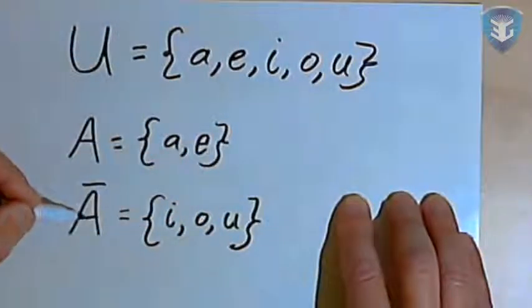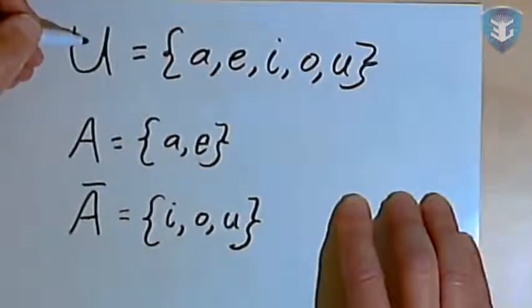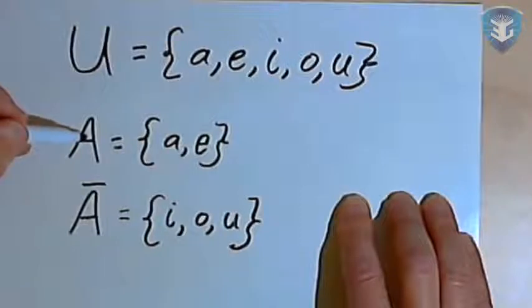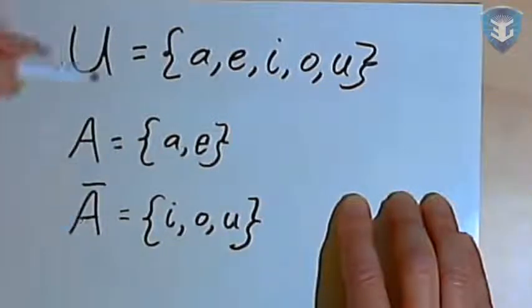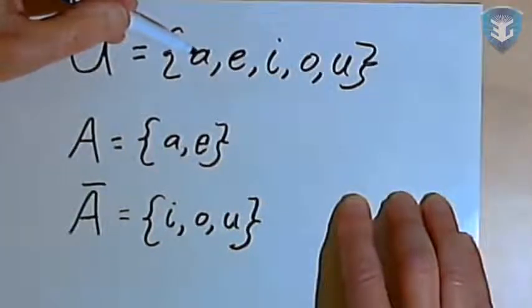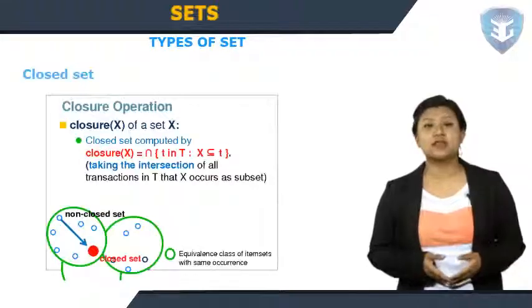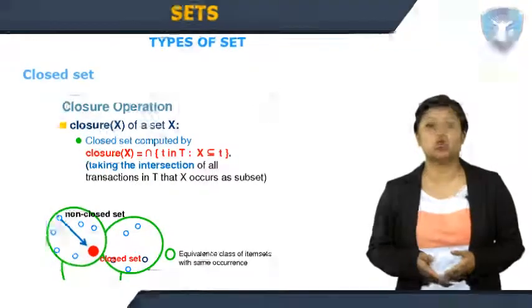The complement of A is also a subset of U. And if I combined A and the complement of A, I would have all of the letters that are in the universal set.